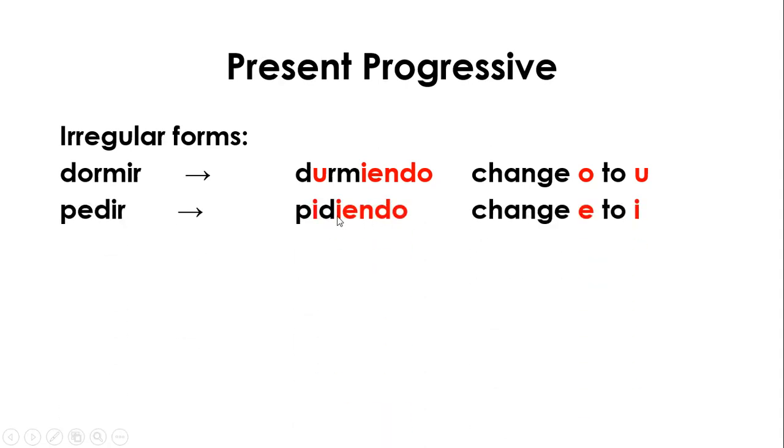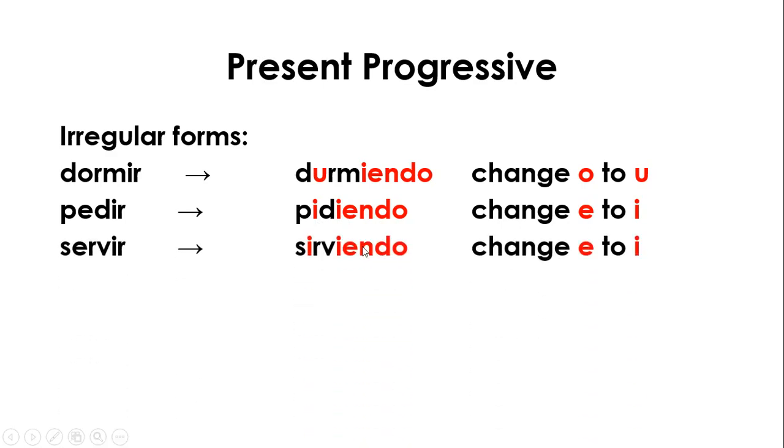Pedir, this one still does the E to I thing. It becomes pidiendo. And servir still does the E to I thing too. It's sirviendo. So it's just our E to I's that get to do the little stem change things.